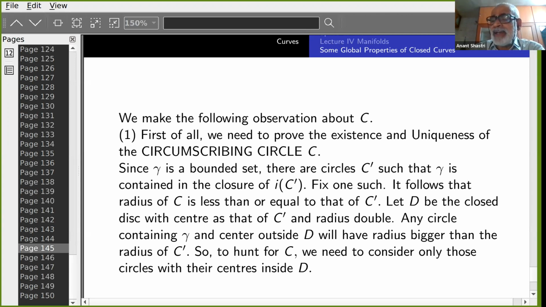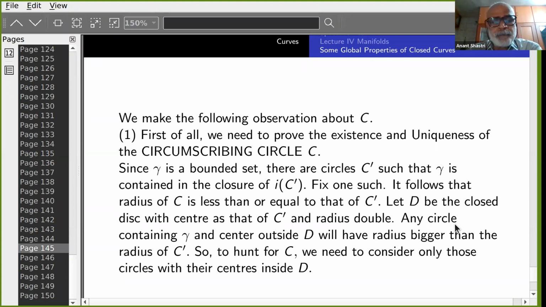If C prime, let us say, for the sake of definiteness, has the origin as its center. You can always do that anyway. The radius of C prime is R prime. Now take a circle of radius twice R prime. Let D be the closed disk of radius double that. That's what D is.